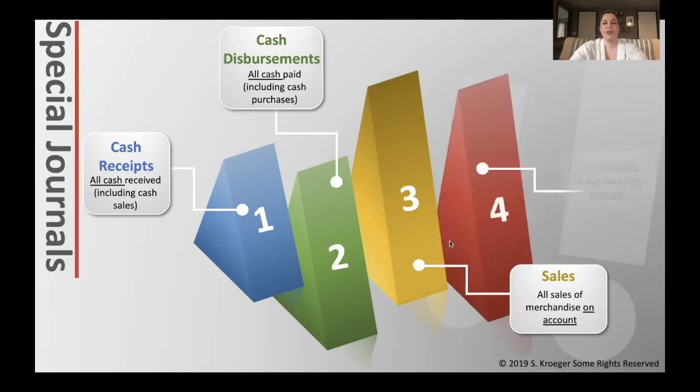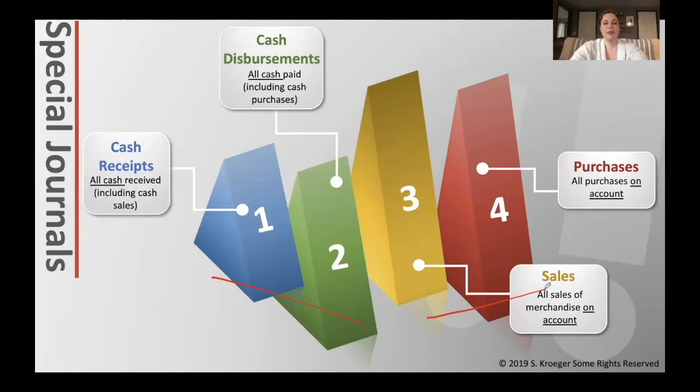The fourth special journal would be the purchases journal. All purchases on account. So if we make a purchase and it's cash, it will go into the cash disbursements journal. But if we make a purchase on account, it's going to go into the purchases journal. So that's the main difference between these. We have the cash ones and then we have the non-cash ones.